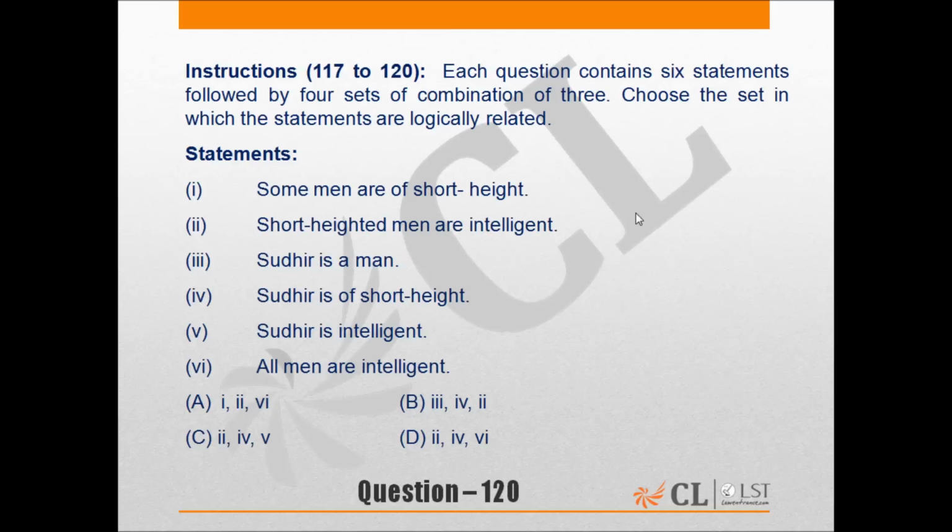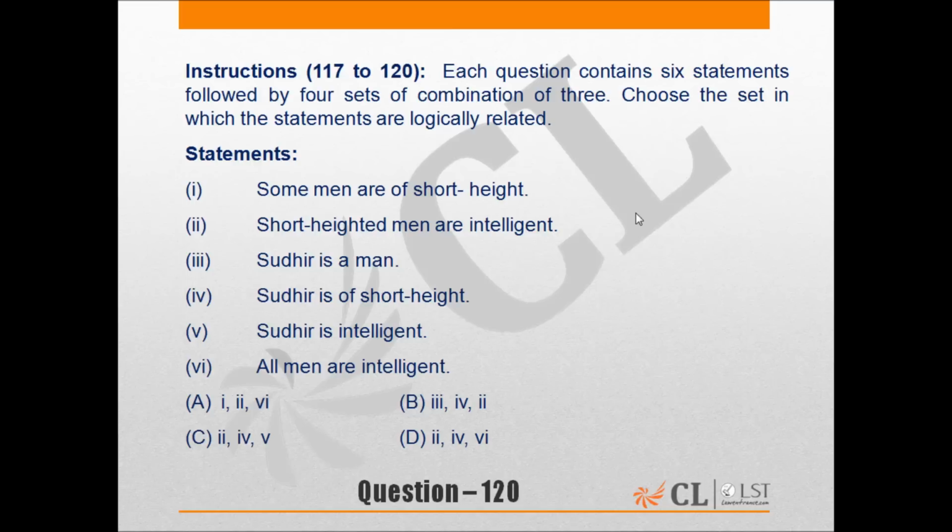Okay, question 120, option A, 1, 2 and 6. 1 says some men are of short height. 2 says short-heighted men are intelligent. For this statement, short-heighted men are intelligent, it gives us a general rule. Some men are of short height. There are some men who belong to this category. Those men, we have been told, are intelligent.